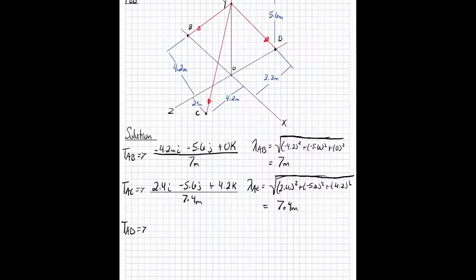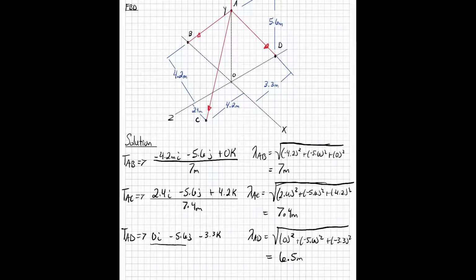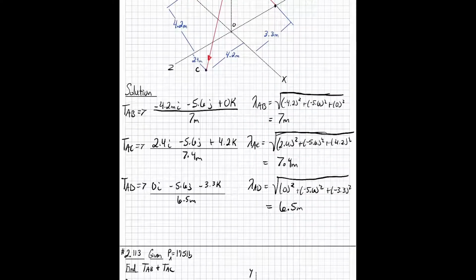I'm going to look at its direction. In the x direction, it is going nowhere, so 0 in the i, negative 5.6 in the j, and it's going a negative 3.3 in the z direction in the k. Lambda AD, sum of squares, we have 0 squared plus negative 5.6 squared plus a negative 3.3 squared. This comes out to 6.5 meters. So all of that is divided by 6.5 meters. Okay, so now that we have our evaluations of each tension in the x, y, and z direction, now we can do our sum of forces.